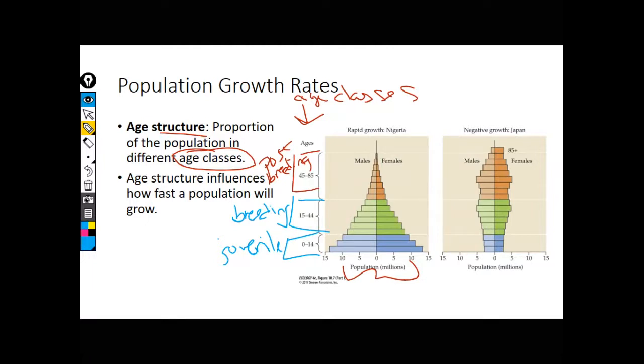My breeding and my juvenile boxes are quite narrow. In particular, we see that the offspring or the juvenile box is in fact the most narrow of all of the categories. And so what this tells me as an ecologist is that the future generation for this population is very small. So I should not expect to see the next generation of this population to be very big. In fact, I should see it shrinking, which is of concern.